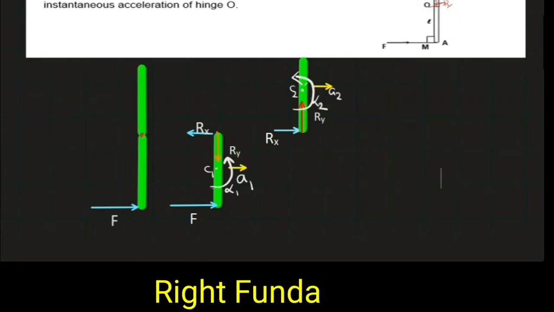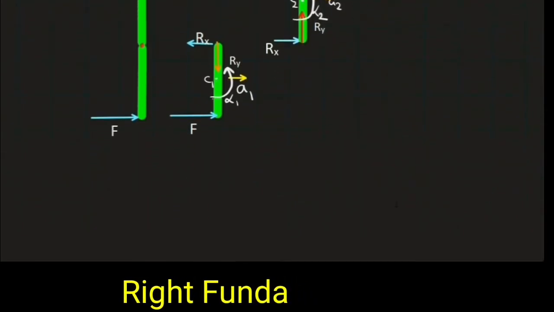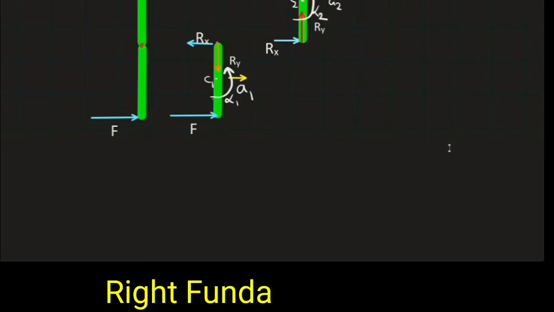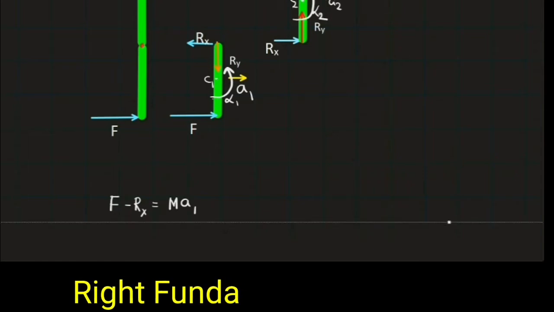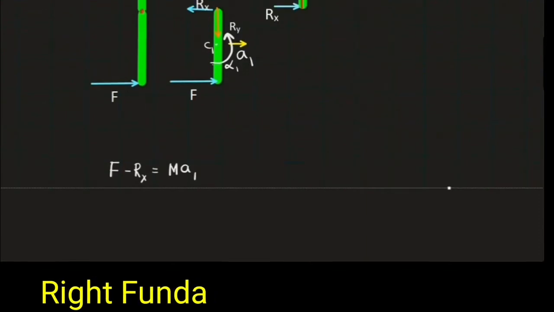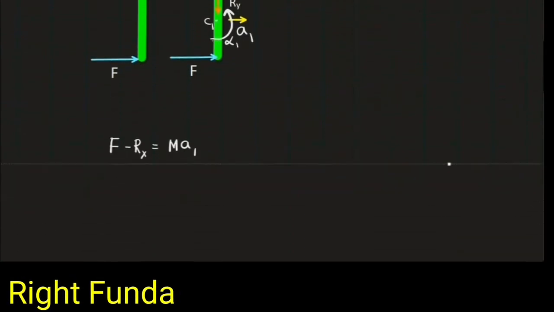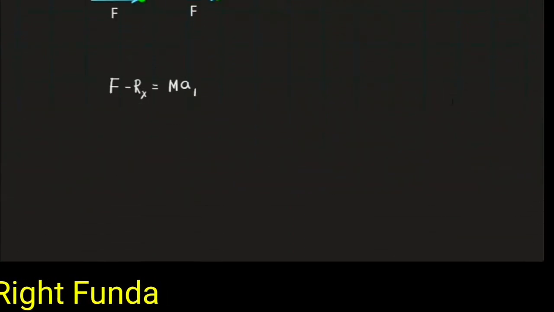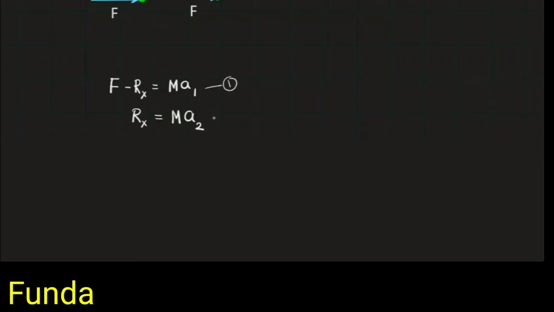Once we have drawn this, we can write the equations of motion for the first rod and the second rod. So what equation of motion can we write for the first rod? The first equation we can write is F minus Rx equals M A1. That's correct, because the net force in this rod is F minus Rx. For the second rod, only one force is there: Rx is equal to the mass of the second rod times the acceleration of its center of mass. The masses of both rods are the same, as given in the question, so Rx is equal to M A2. So we got two equations, equation number 1 and equation number 2.